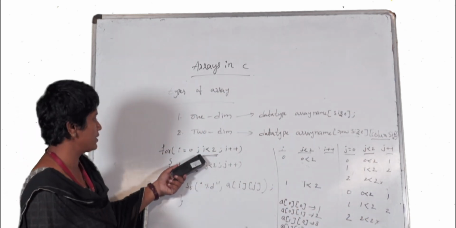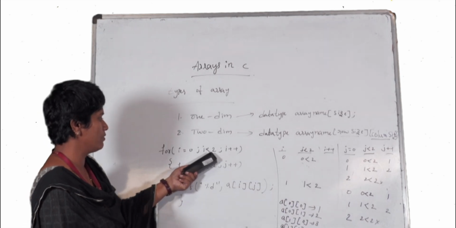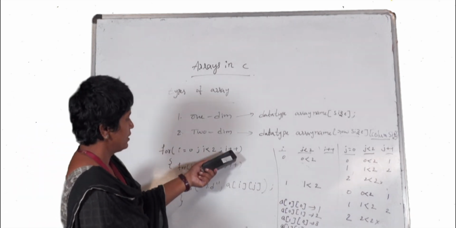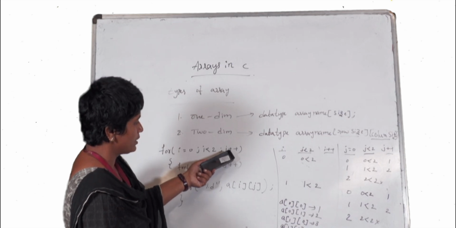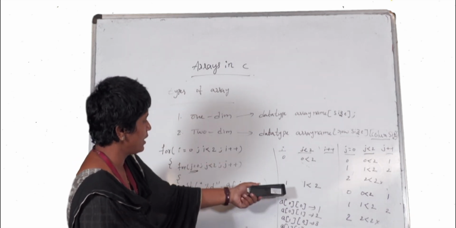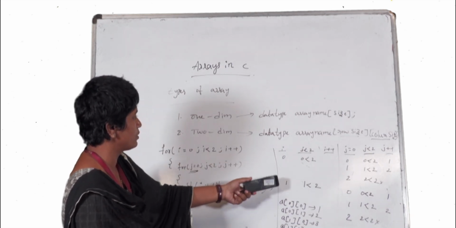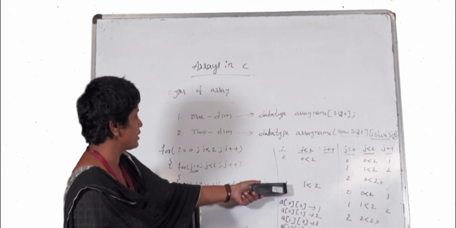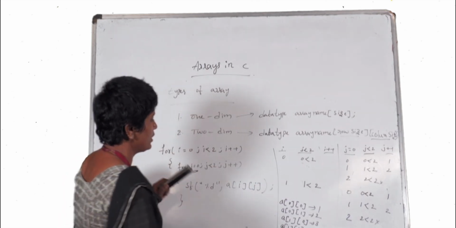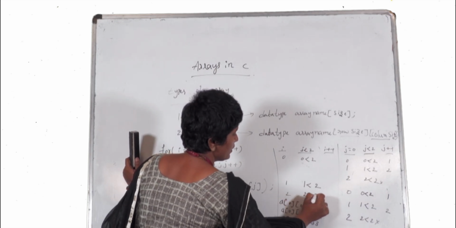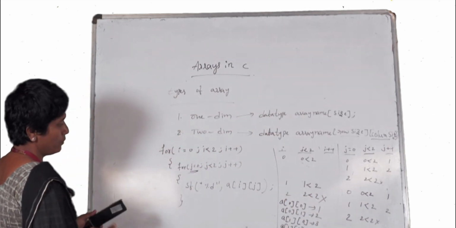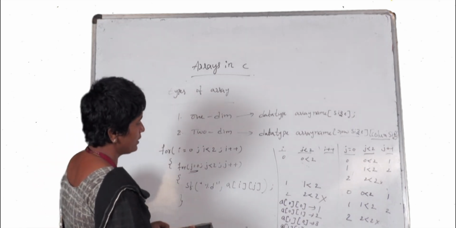Again it will go to the outer for loop, the i plus plus. Now i becomes 2, because i equals i plus 1. That means i becomes 2. Same thing, it will check the condition 2 less than 2. This condition is false, so it exits from this for loop. So in this way, we are reading the values.